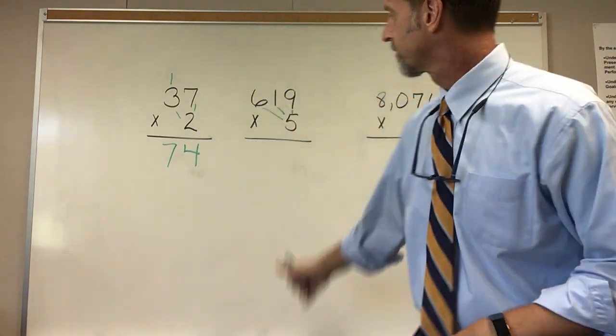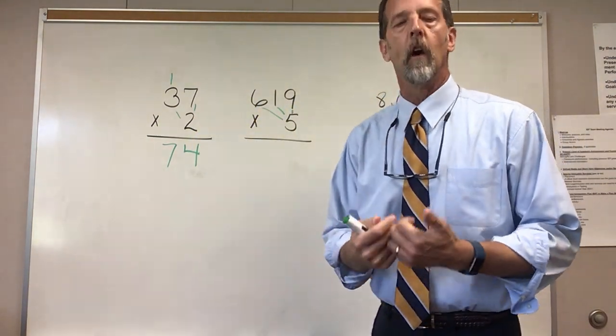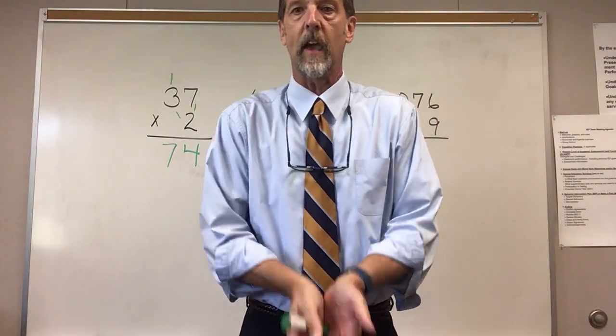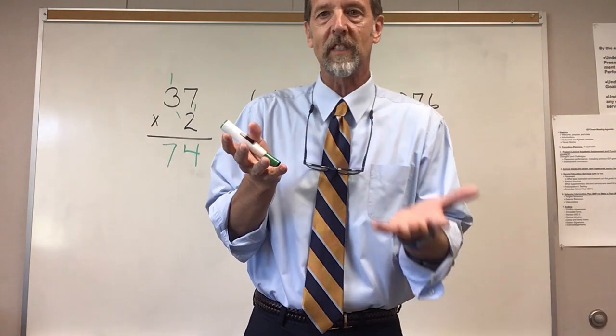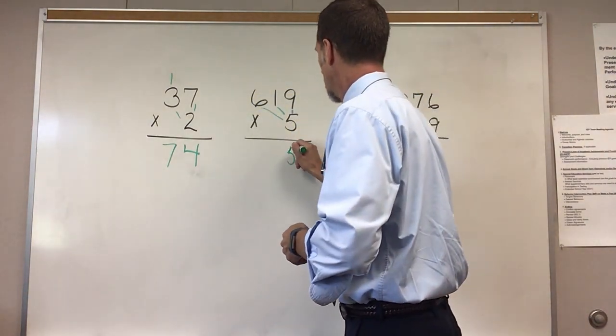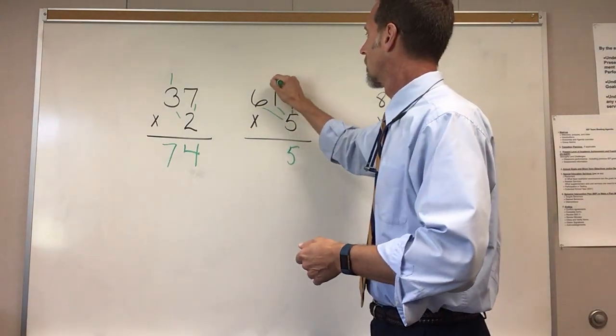Are you ready? Let's start with the 5 times 9. 5 times 9 gives me 45. Can I put 45 in the ones place? I can't. Which part of 45 will stay? The 5. The 4 is going to go to the next place over, which is the tens.